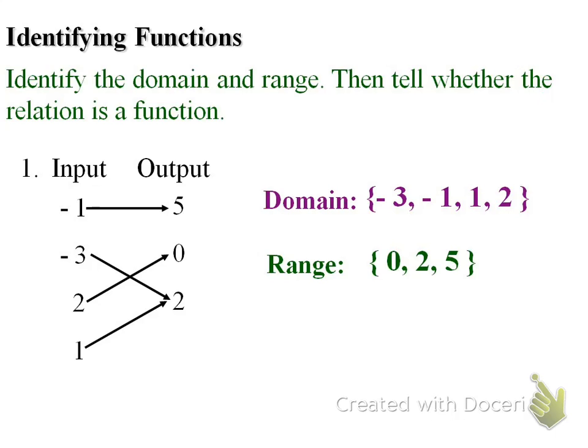Yeah, good. 0, 2, and 5. So there is a repeater here. Is the repeater in the domain or the range? You see how 2 arrows are going to the 2? It's okay if the repeater is an output. The repeater cannot be an input. If the repeater is an input, this is not a function.